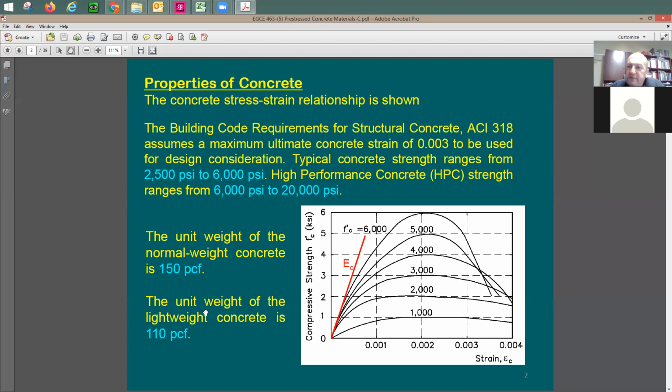Lightweight concrete also is used in pre-stressed concrete. We use it a lot, especially when it comes to the double T system. And of course, you'll understand that the reason we want this is because we'd like to reduce the weight of the structure. Weight of the structure is going to be a big factor here because the span of the double T usually ranges from 40 feet to 60 feet.